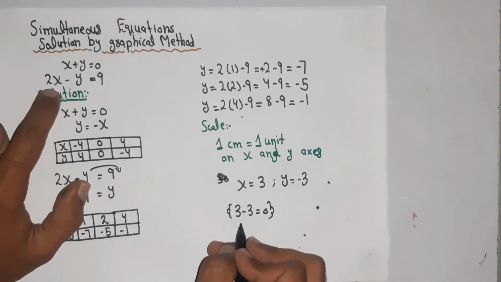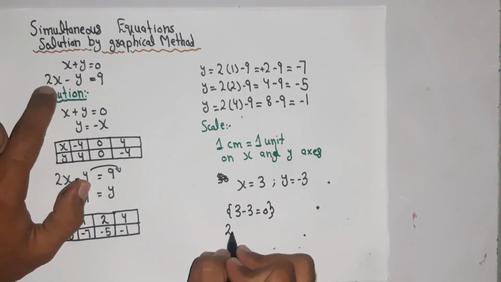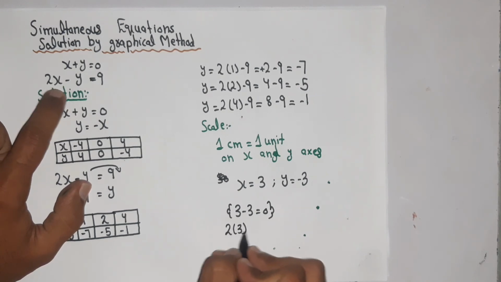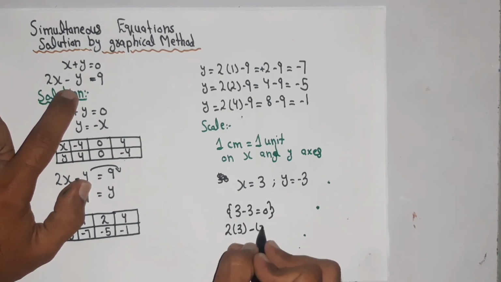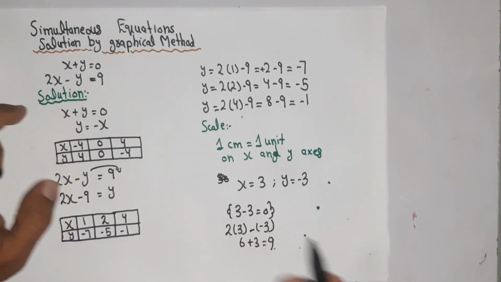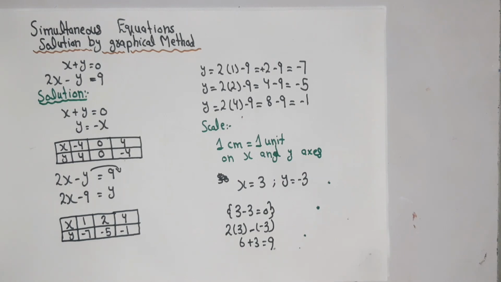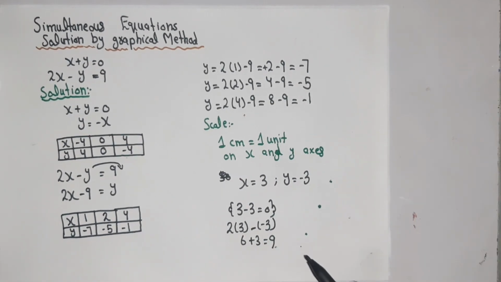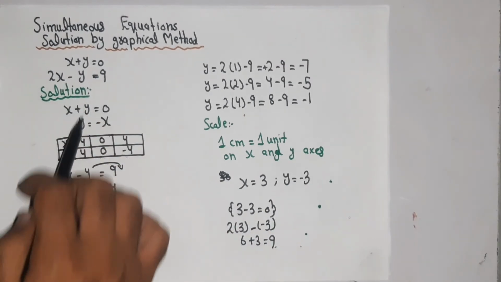Let us take a look at the second equation. In the second equation we have 2x. It means that 2 is multiplying with x. So we have 2 into 3 minus, then minus 3. If we solve this, 2 threes are 6, minus minus will be plus, 6 plus 3 will be equal to 9. So this is also true. So it means that our solution is true. Whatever your answer is, whatever the coordinates are, you have to verify this by putting the values of x and y in these equations.